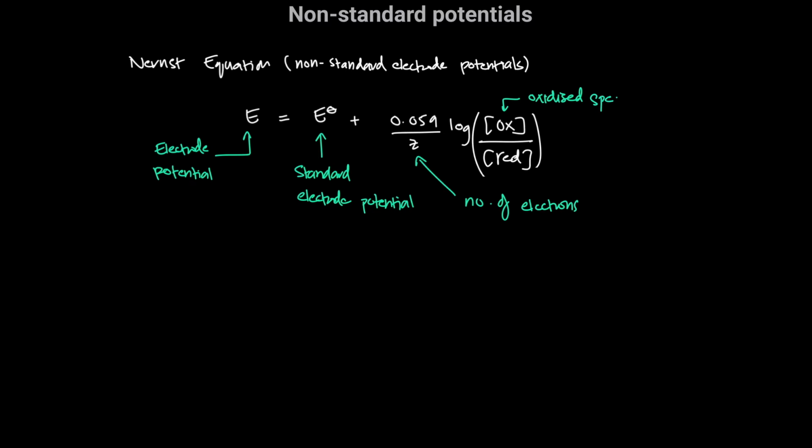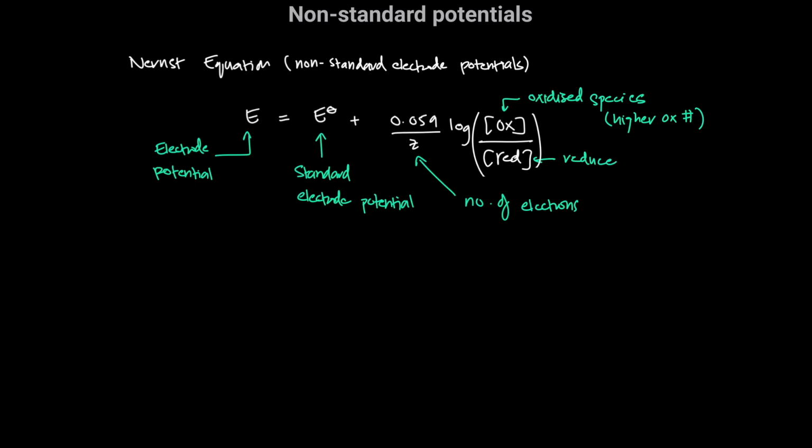When I say oxidized species, I don't mean the species undergoing oxidation. I mean the species formed with the higher oxidation number. So it's the oxidized form of the species. The oxidized species is the species with the greater oxidation number, and the reduced species is the species with the lower oxidation number.